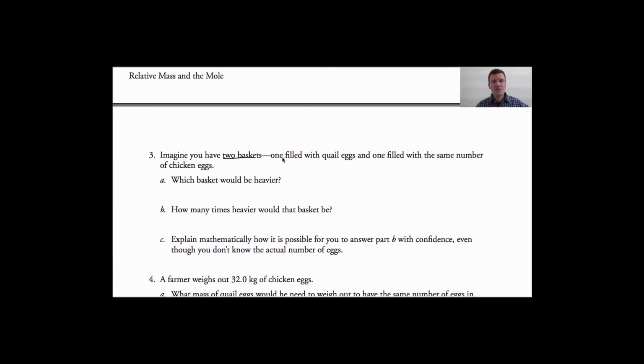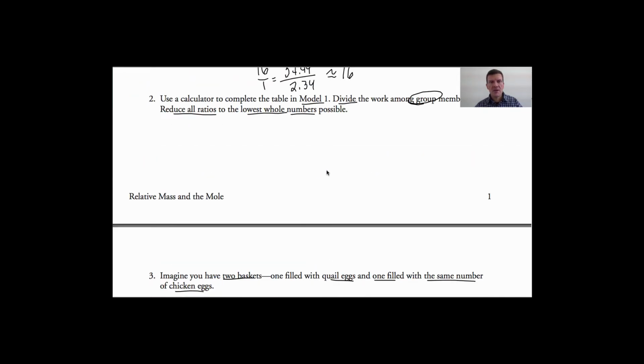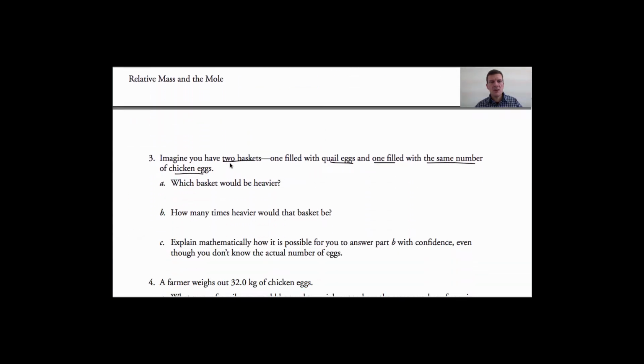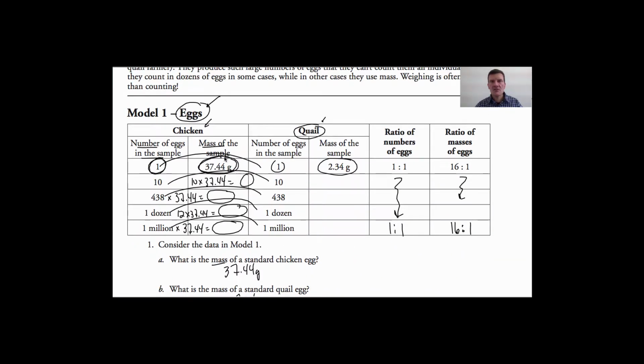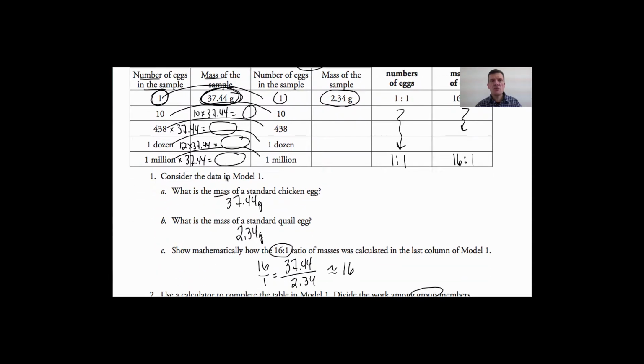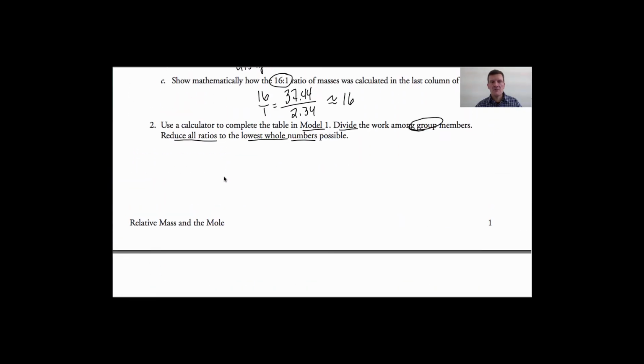Imagine you have two baskets, one filled with quail eggs and one filled with the same number of chicken eggs. Which basket would be heavier? It's really simple. If you had two baskets, one filled with quail eggs and one filled with the same number of chicken eggs, each individual chicken egg is heavier. So if you had one of each, obviously the basket with chicken eggs is going to be heavier because each individual one is heavier. Even though you have the same number, the unit mass is larger. Okay?